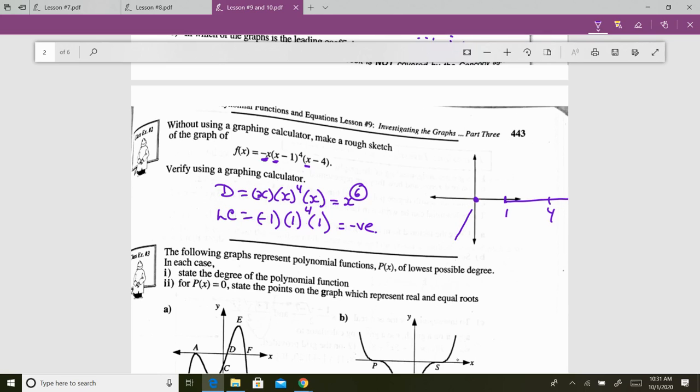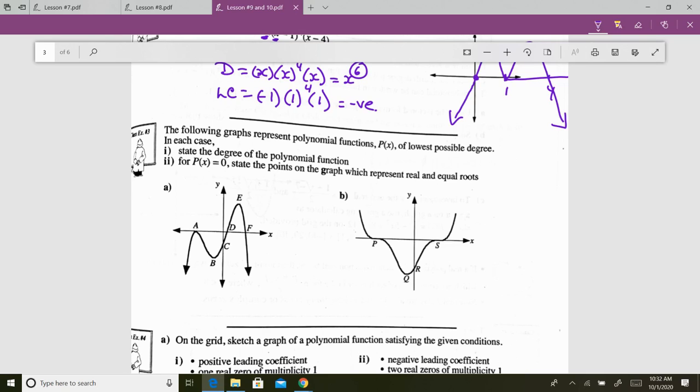At 0, what happens? Anything? It's true. What happens at 1? Bounces, and then a 4 goes through. Good with that? I will ask you to do stuff like this on a test. Okay.